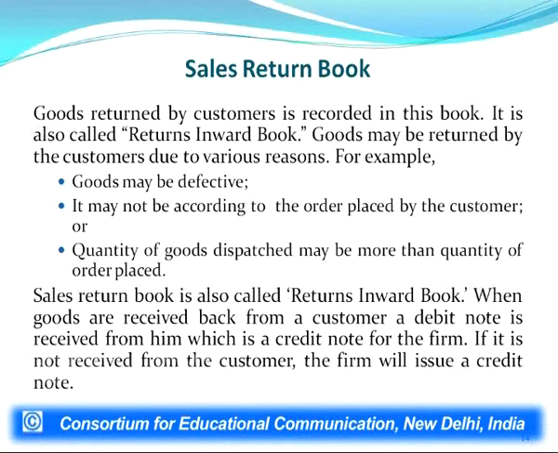Goods may be returned by the customers due to different reasons. That goods may be defective, it may not be according to the specifications for which the order was placed, and the quantity of goods dispatched may be more than the quantity of order placed. So, if it is defective, the customer will return it as not up to the mark, and in case of excess quantity delivered to the customer, it will also come back.